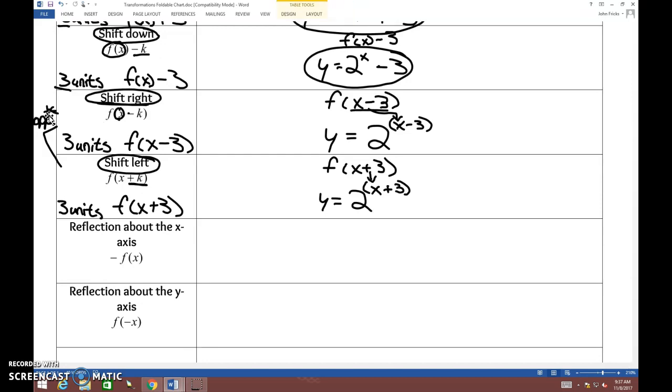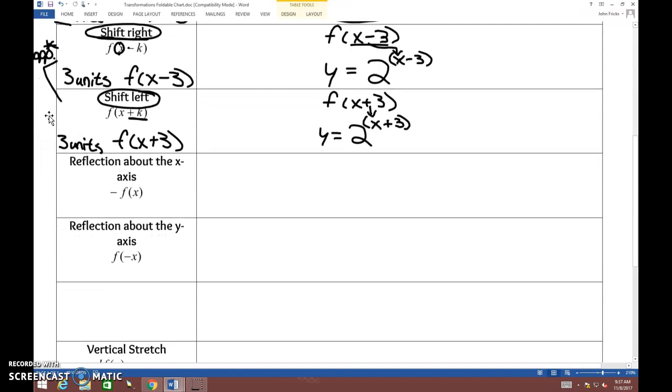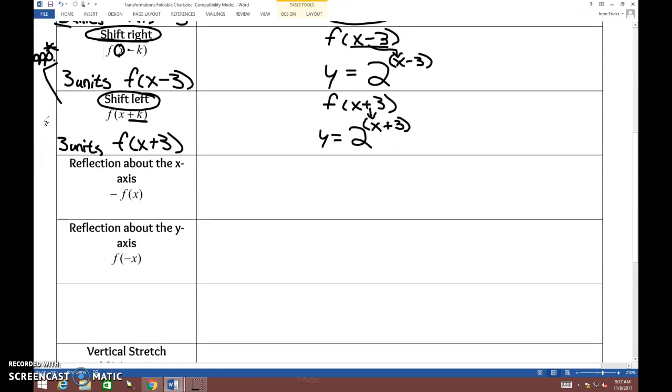All right, and then the last 2 we're going to focus on here in our notes is going to be reflection about the x-axis and reflection about the y-axis. Now, these are going to make sense because when you think about a graph, if I was to reflect something about the x-axis, then that means I'm going to flip it over this line. So if I had a point up here, and I wanted to flip that across over here, is the x value changing here, or is the y value changing?